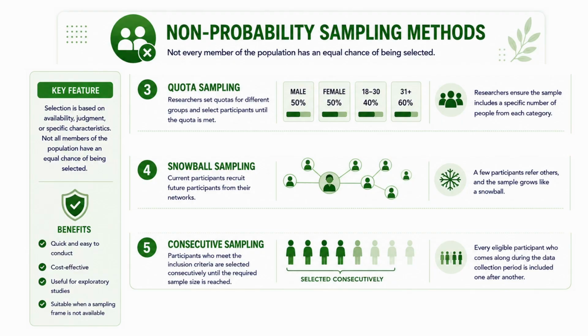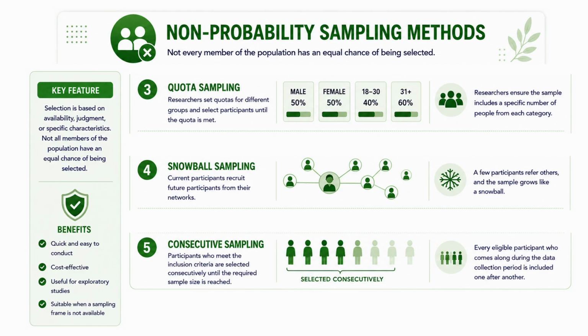Consecutive sampling. Consecutive sampling means participants who meet the inclusion criteria are selected consecutively until the required sample size is reached. If the researcher is working in a clinic, those participants who attend his clinic and who satisfy the inclusion criteria will be automatically included in the study.